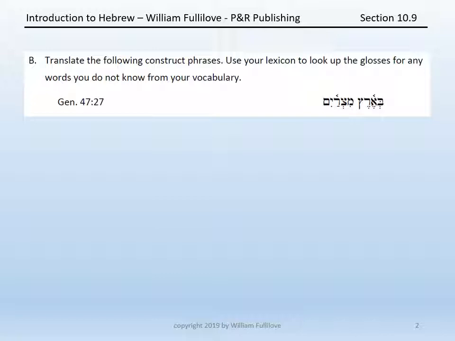Part B then gives you construct phrases to translate. Use your lexicon to look up glosses for any words you do not already know from your vocabulary. For instance, in Genesis 47:27, we have Be'eretz Mitzrayim. Now I recognize first off that I have a preposition, ba, in advance of this prepositional phrase. So in, with, by, whatever we will use as the gloss for that preposition depending on its context. And then I have two words together, Eretz Mitzrayim, which form a construct phrase.